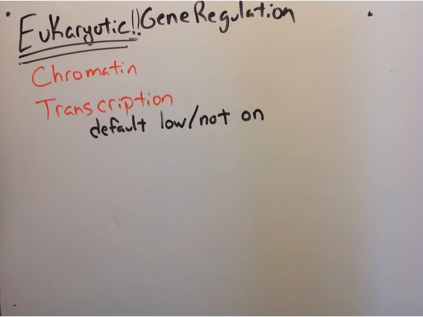Once the DNA is opened up or euchromatic, now transcription can occur. In eukaryotes, the kind of default state for genes is not off so much as not on, meaning they're not locked off, they're not silenced, they're not repressed, they're not blocked, but they're not really turned on enough to do any good.